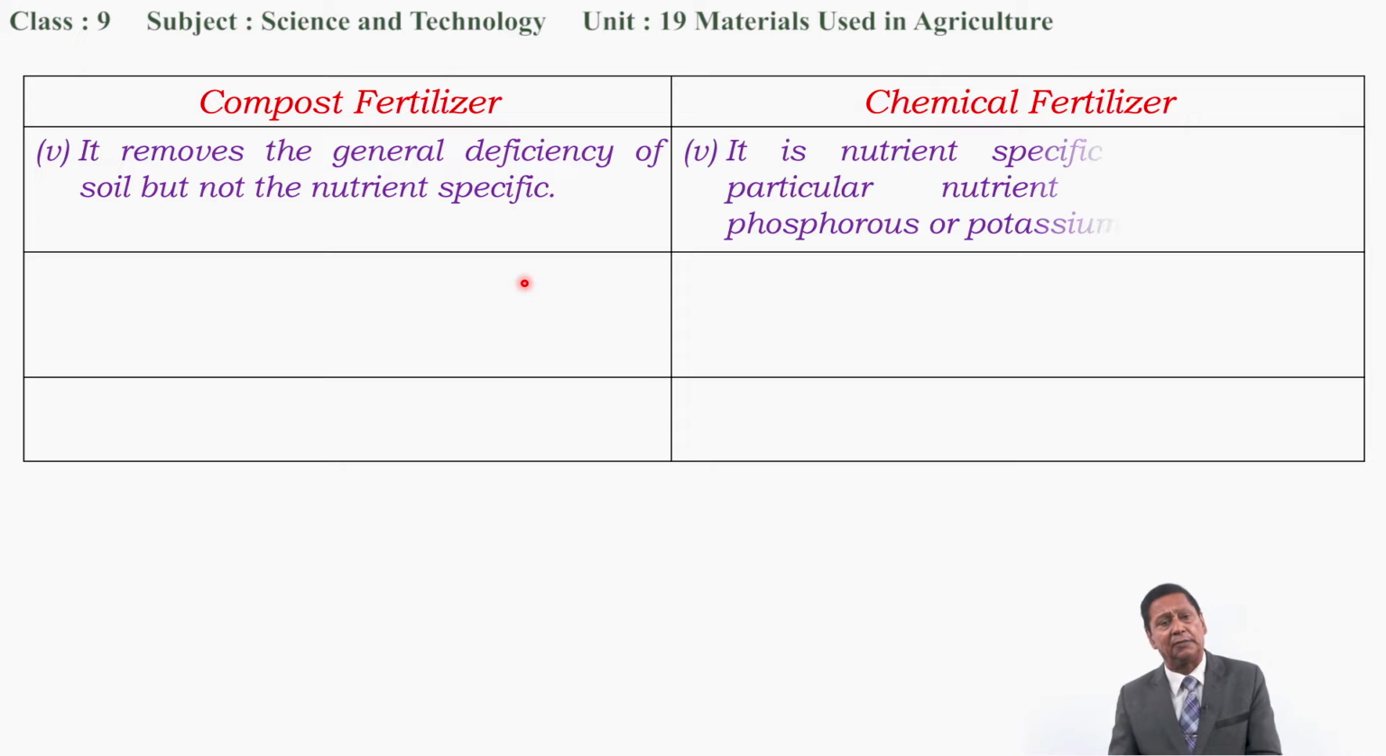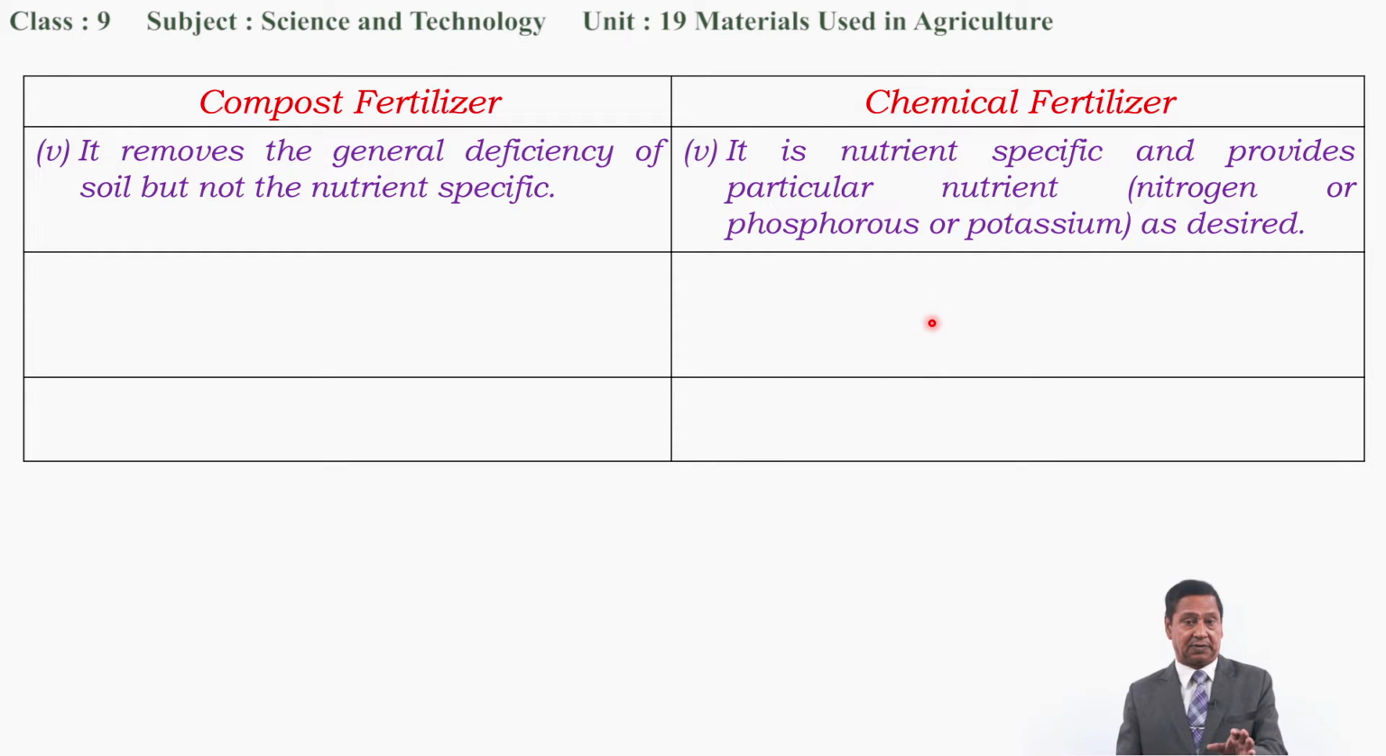But chemical fertilizer is nutrient specific and provides a particular nutrient, either nitrogen or phosphorus or potassium, as desired by the farmer. But there is some fertilizer which is mixed fertilizer, which is called mixed fertilizer. Just for example, NPK fertilizer. NPK fertilizer contains all these three major nutrients: nitrogen, phosphorus and potassium.